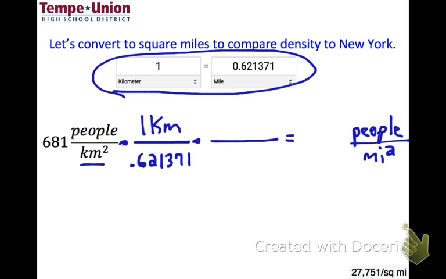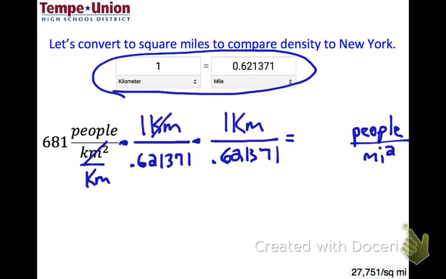Okay, and then that's going to take care of one of the kilometers, but it's still going to be kilometers on the bottom, and I want to get rid of the kilometers. So I got to do that again. So I'm going to say 1 kilometer is equal to 0.621371. And see, I'm allowed to multiply by these fractions because they're the same thing as multiplying by 1. When you multiply by 1, it doesn't change the quantity at all, because these are equivalent to each other.